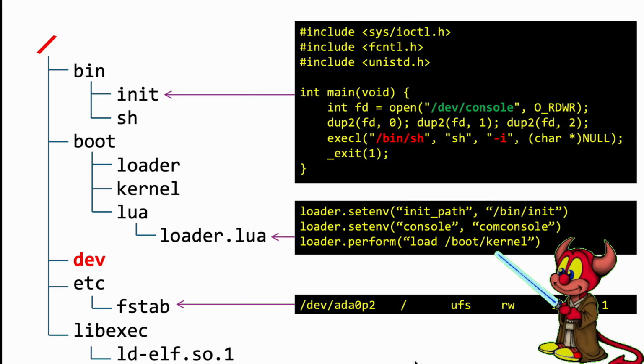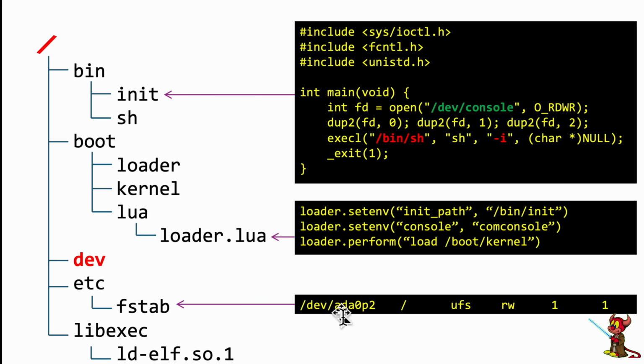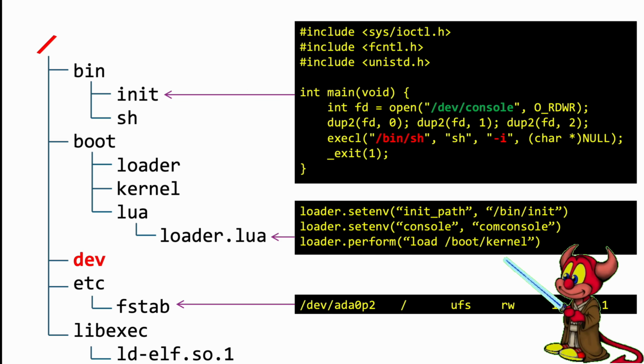And now with the magic of video editing, this should be fixed. And the fstab is just going to say that /dev/ada0 partition 2, you remember from before, is our root file system with UFS, and we want to mount it read-write.